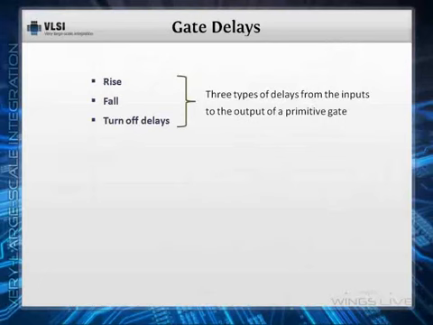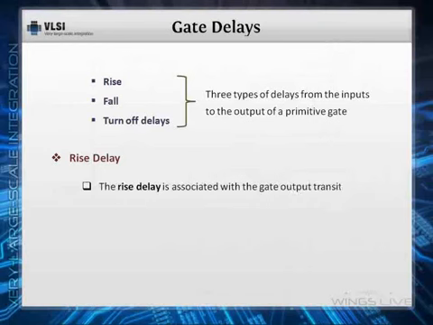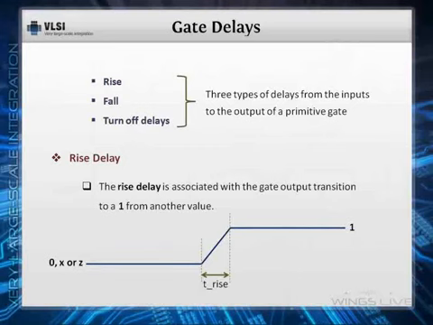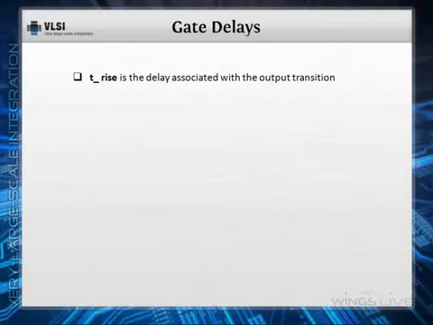We'll start off with rise delay. The rise delay is associated with a gate output transition to a 1 from another value. Here is the waveform that shows the rise delay. Now, we may get the output 0, x, or z, but due to the rise delay, we get the output as 1. Here, T-rise is the delay associated with the output transition.